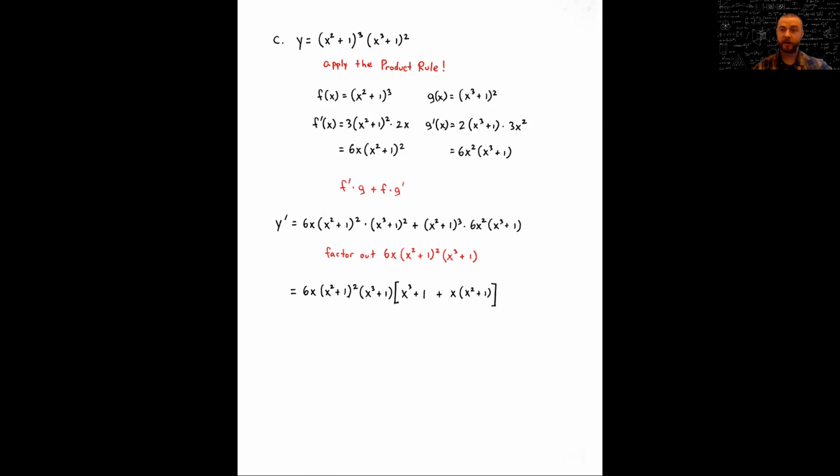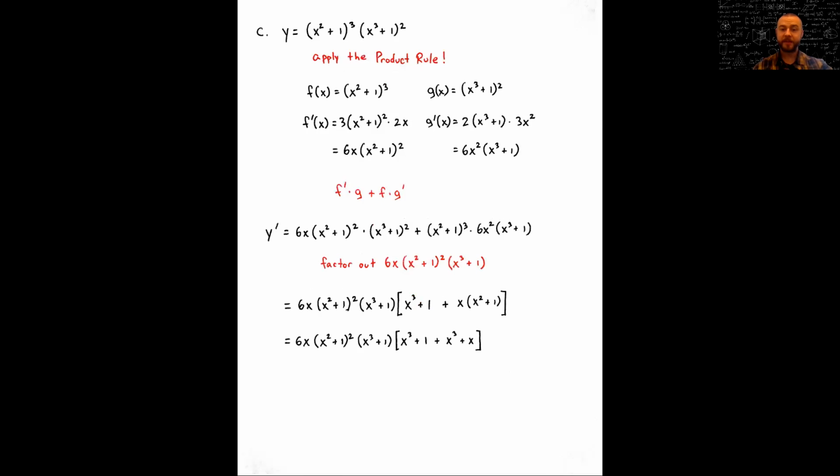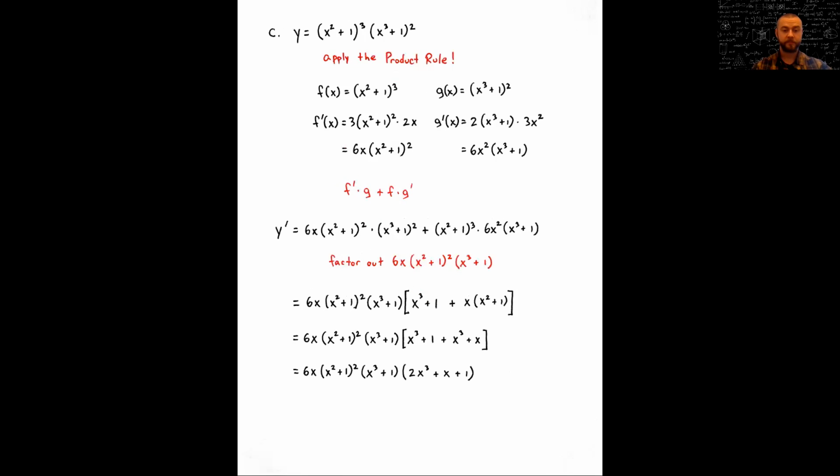And notice this result here looks pretty simple. We can clean it up a little bit. Inside the brackets, distribute that x through the parentheses, and then you have some like terms that you can simplify and combine together within the brackets. So we get our simplified derivative here basically just by factoring it rather than multiplying it out. And that's about as simple as we can write the derivative here for y prime.